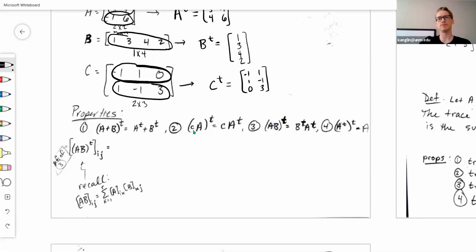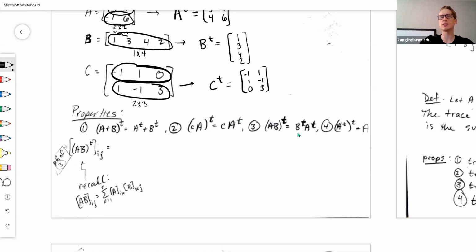Similar, or also a nice simplification: if you have a scalar C times a matrix A, and you want the transpose of that scalar multiple, it turns out you can just apply the transpose to A, and that scalar is not going to change at all. So you can take the scalar multiple first, then transpose, or you can transpose first, then multiply in the scalar. Doesn't matter. Either way works.